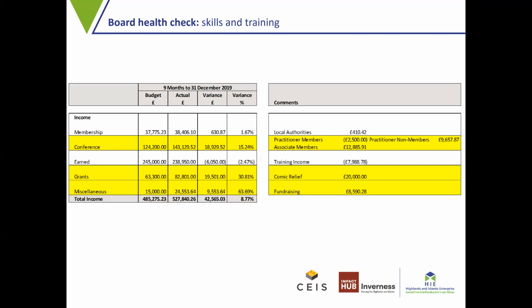Grant income was 19,501 greater than budgeted, and the comment section states that this was mainly due to a grant from Comic Relief for £20,000. Miscellaneous income was 9,553.64 greater than budgeted, with the comment section showing that the majority of this figure, 8,590.28, related to fundraising.